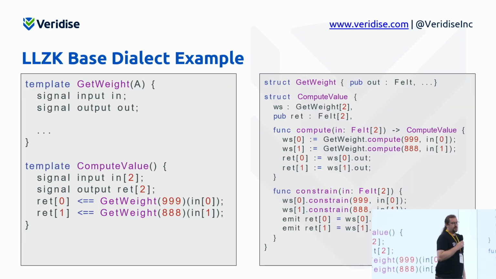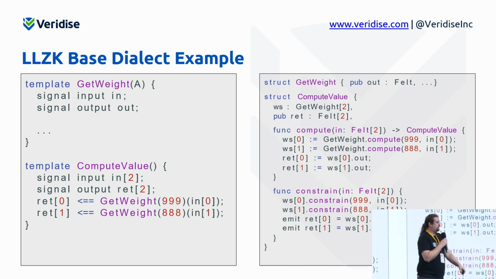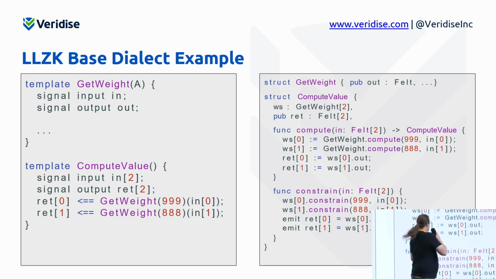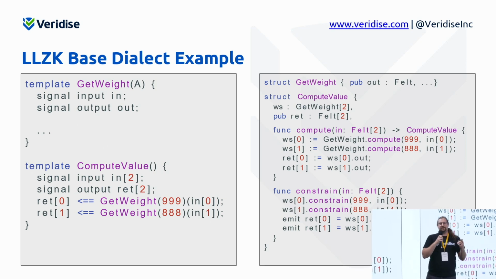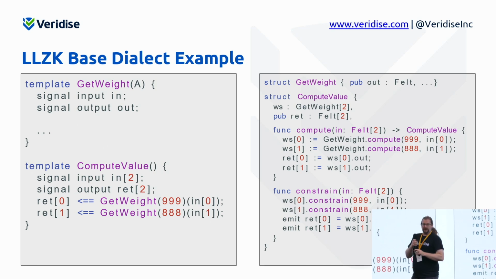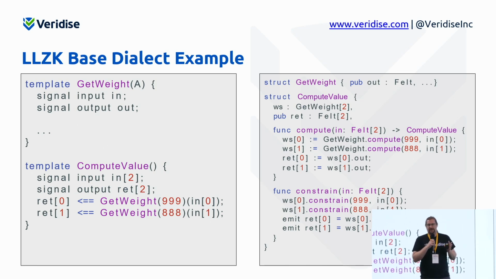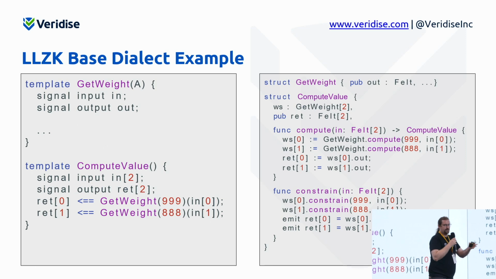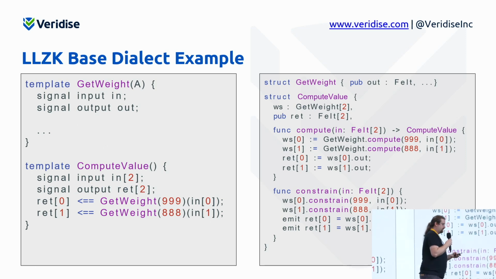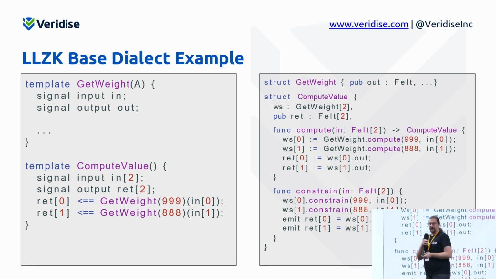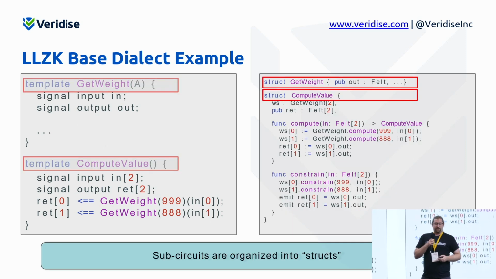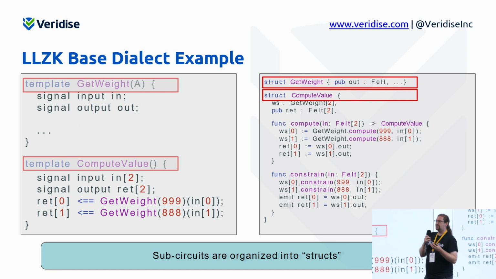So let's take a look at what this might look like. You can see on your left a Circom circuit. It doesn't really matter what it does. We'll just compare it to the LLZK circuit on the right and get an idea of how things are structured. So first of all, we have a method of expressing subcircuits.